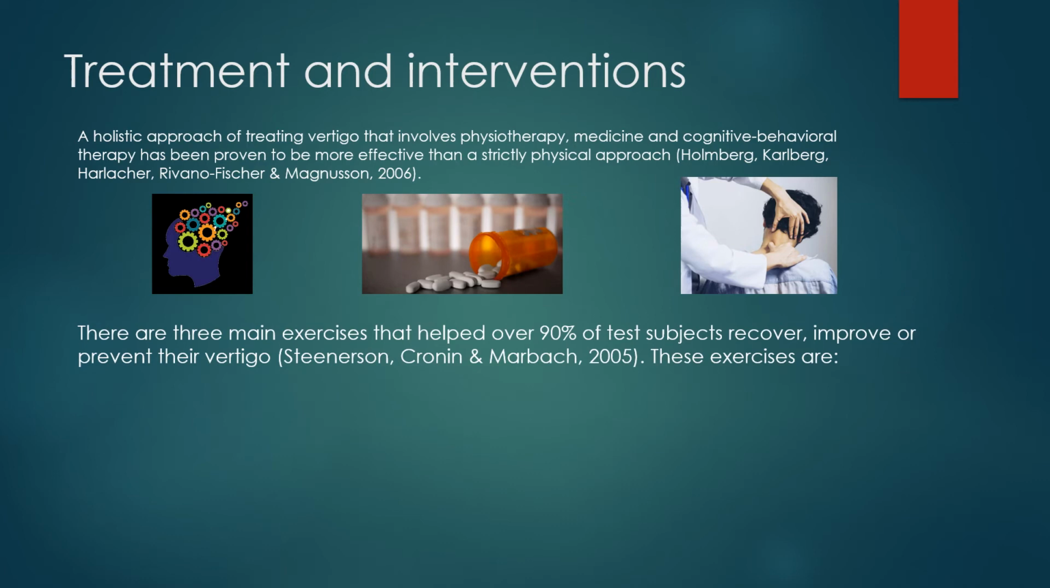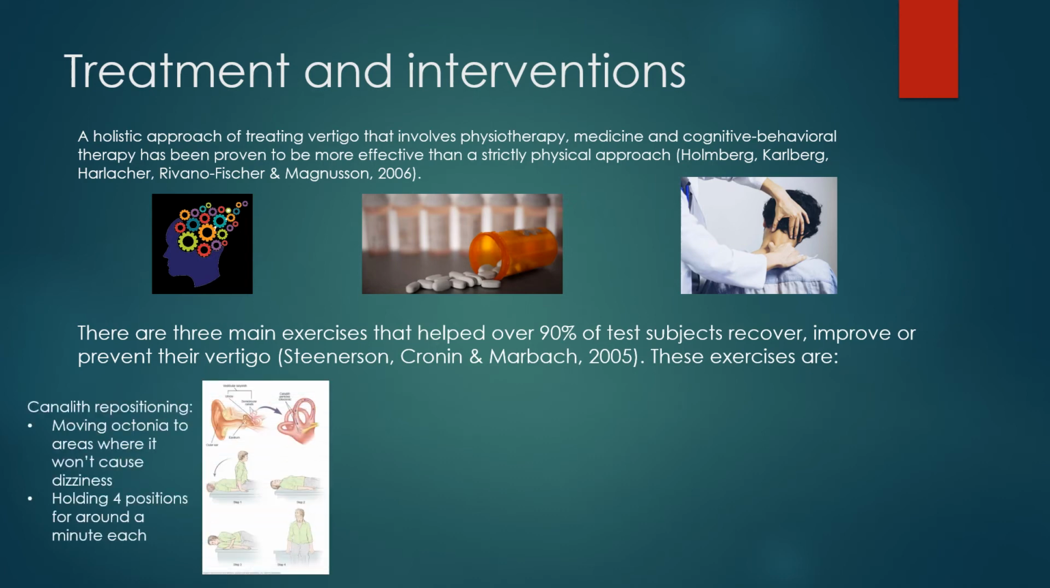There are three main exercises that helped over 90% of test subjects recover, improve, or prevent their vertigo. These exercises are canalith repositioning, which is moving otoconia, which are crystals in the ear, to areas where they won't cause dizziness. It involves holding 4 positions for around a minute each. These 4 positions, as shown in the diagram, are laying down with head tilted at 45 degrees, tilting the head back up to 90 degrees, remaining in a supine position. Next, the participant lays on their side, tilting their head 45 degrees with the affected ear down, then finally sitting up and letting the head rest.